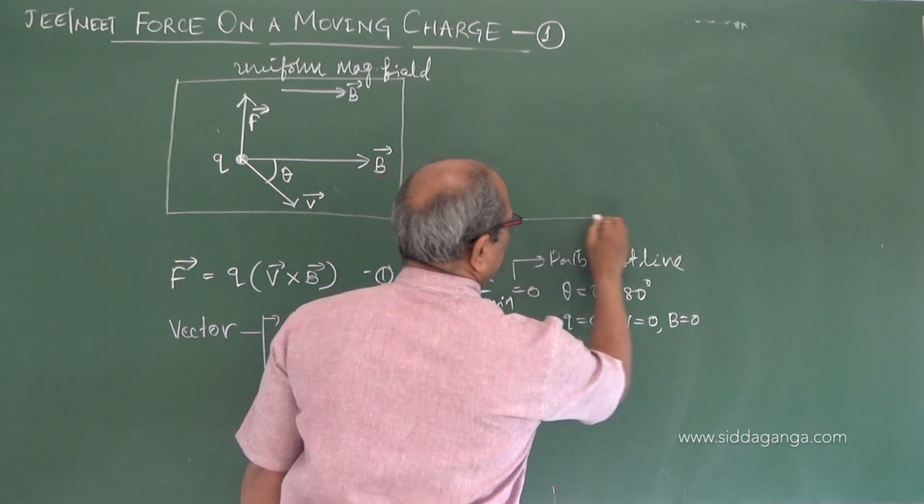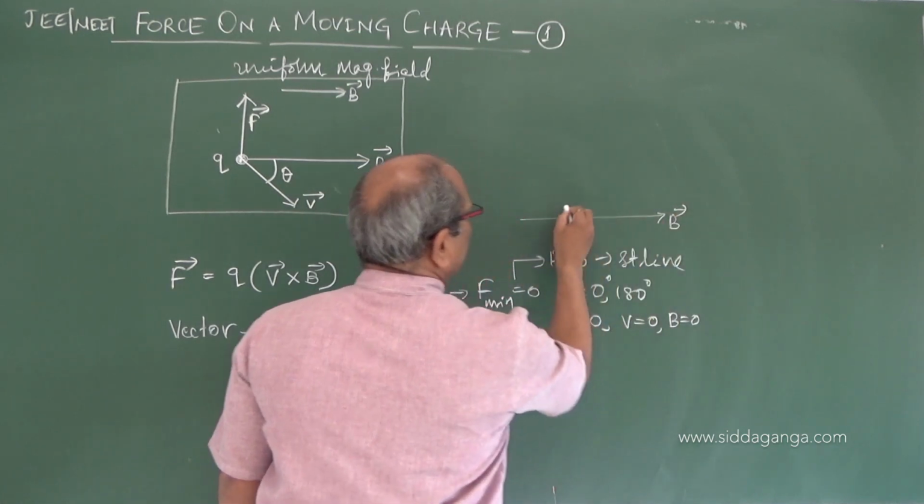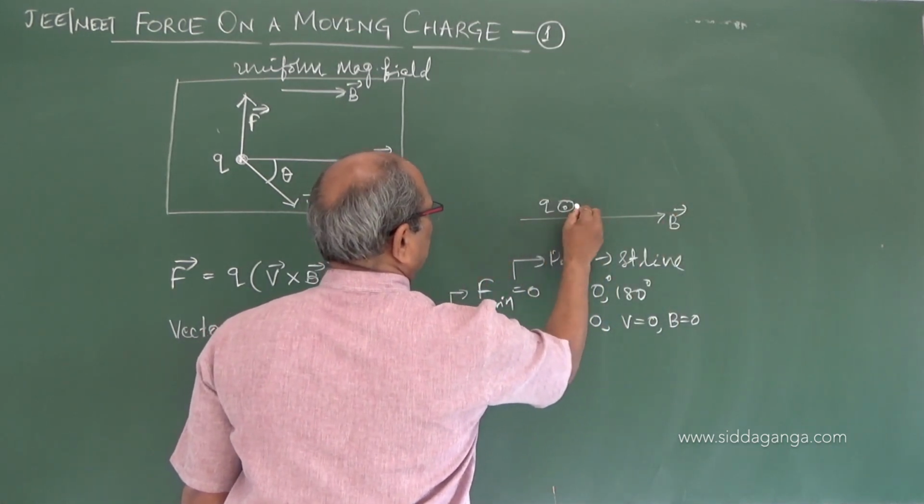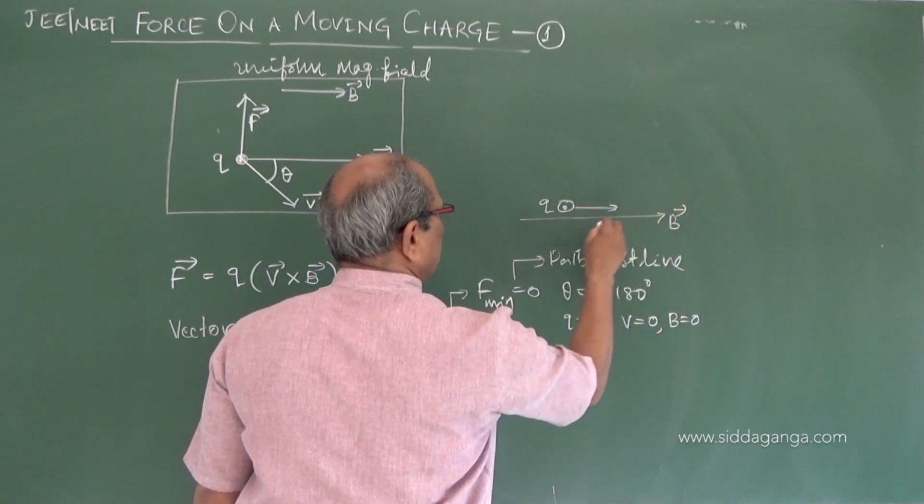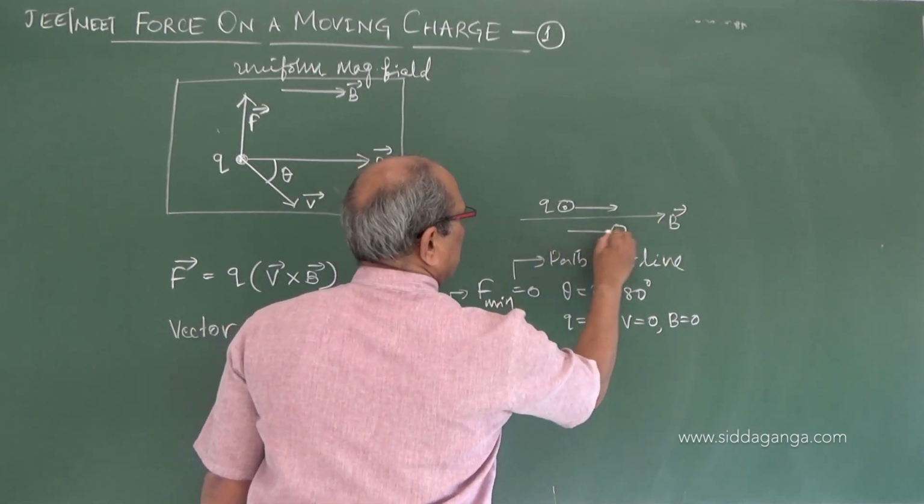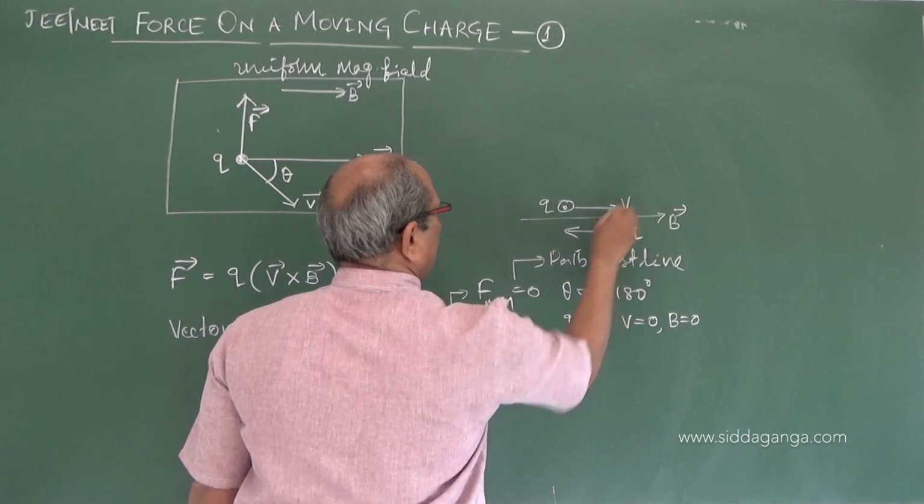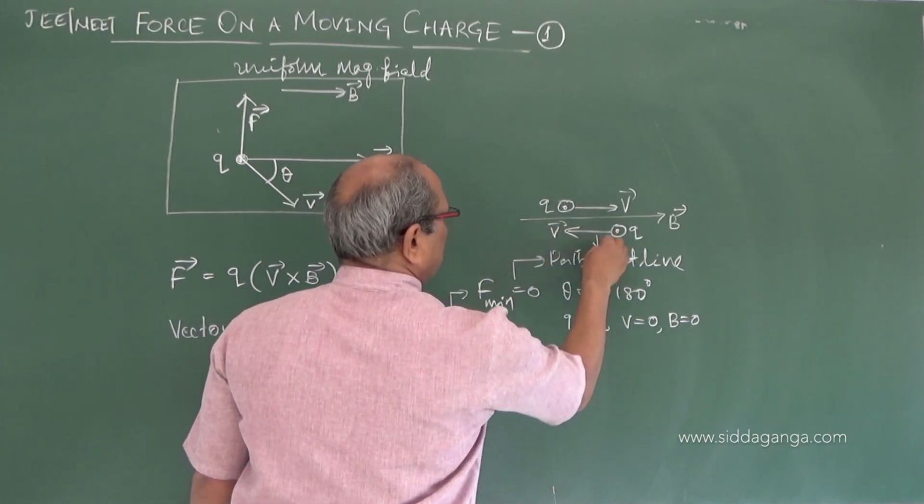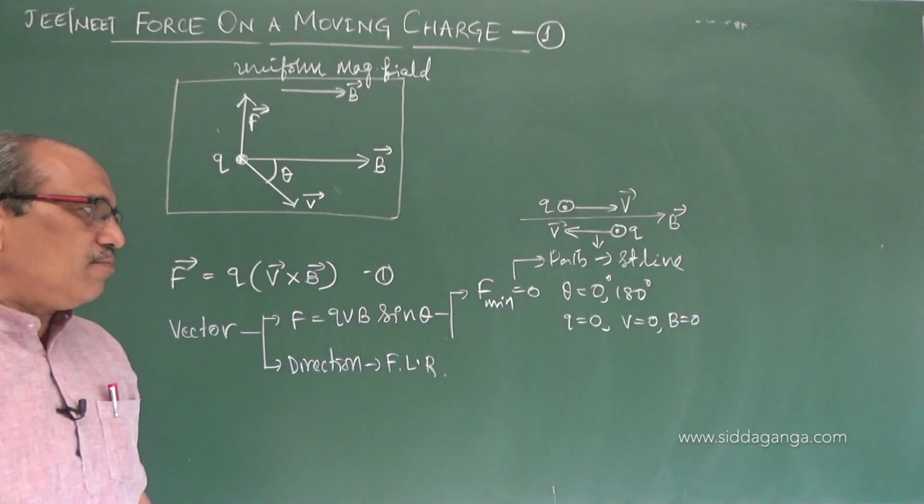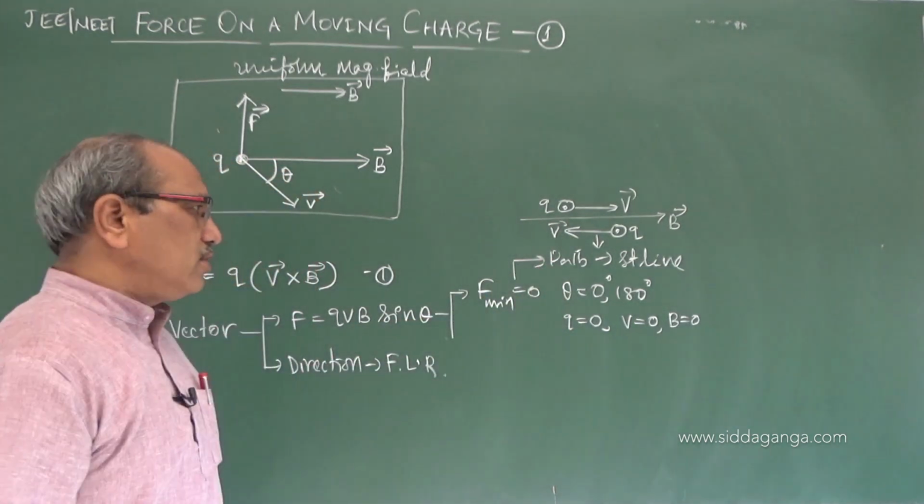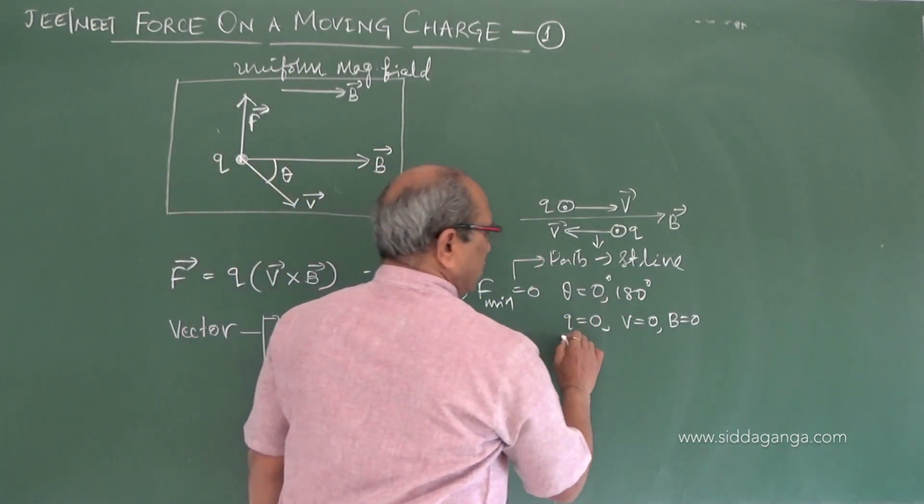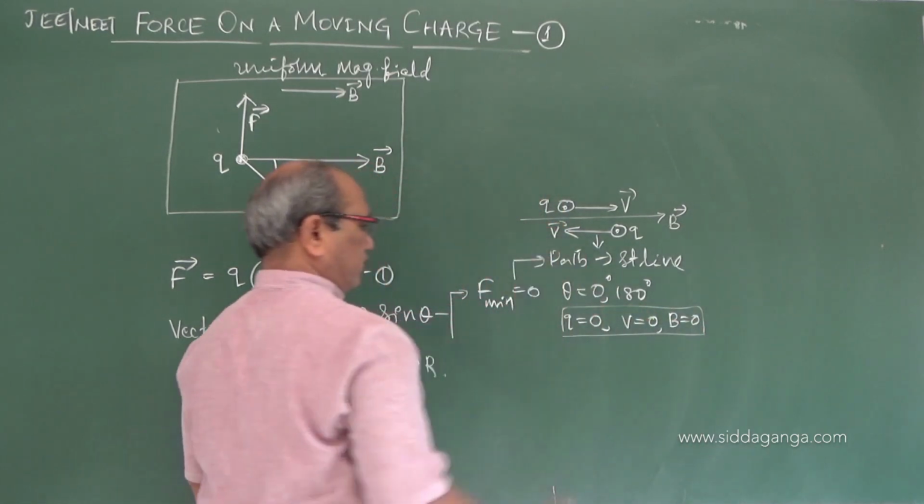That means in the direction of the field, if the charged particle is moving, there is no force. Its path is a straight line, either in the same direction or in the opposite direction. Straight line path under these conditions. This is 0 or 180 degrees, in this case no force at all.